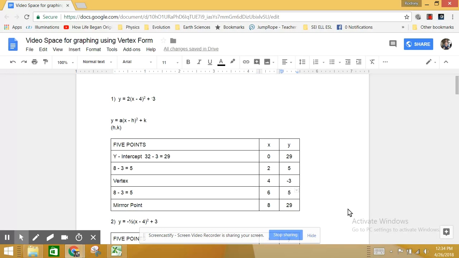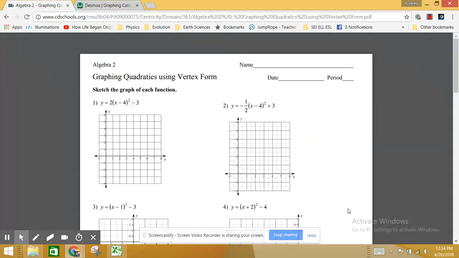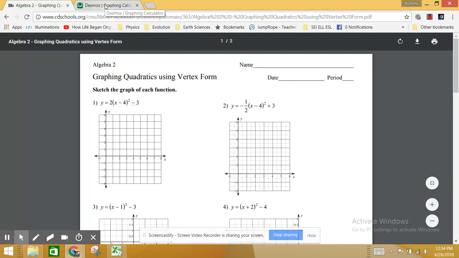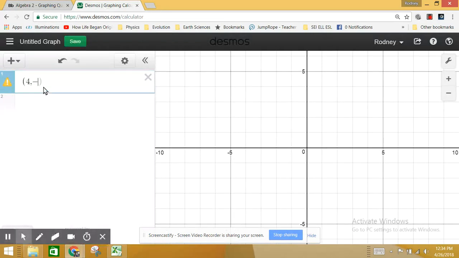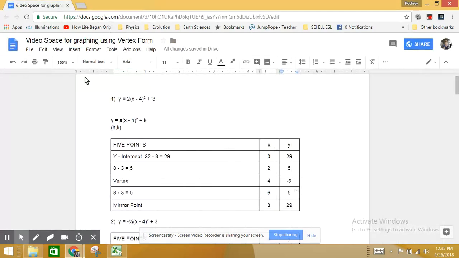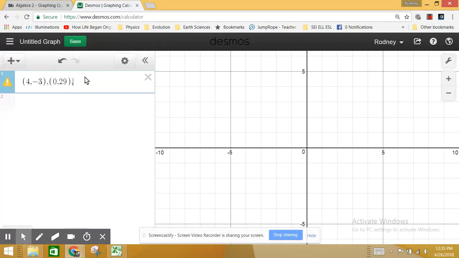Okay, let's plot these points. So I'm going to have a vertex at 4, negative 3. I've got a Desmos here. It's going to confirm it. So 4, negative 3. Okay, go ahead and label that. I have a y-intercept at 0, 29. So I'll plot that. 0, 29.